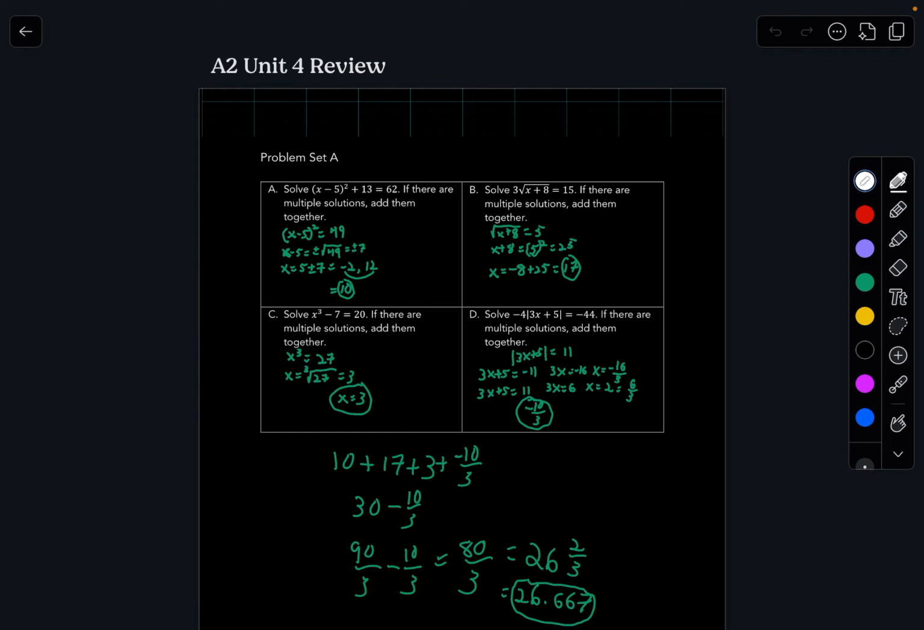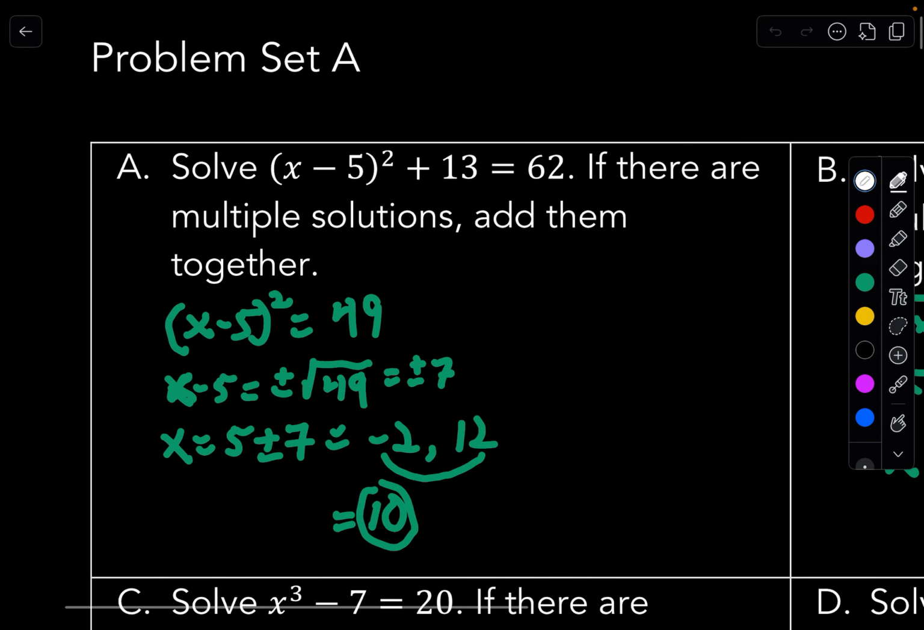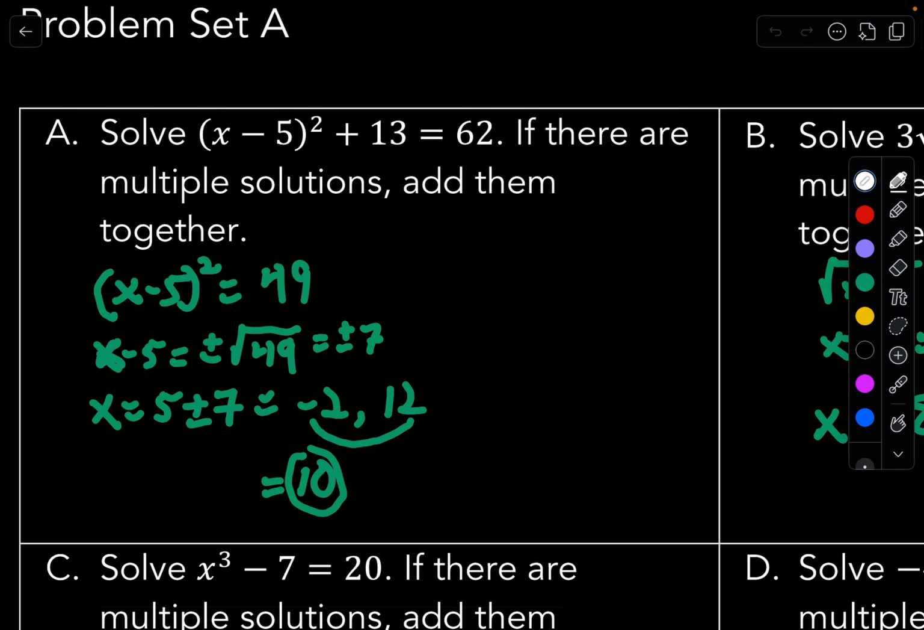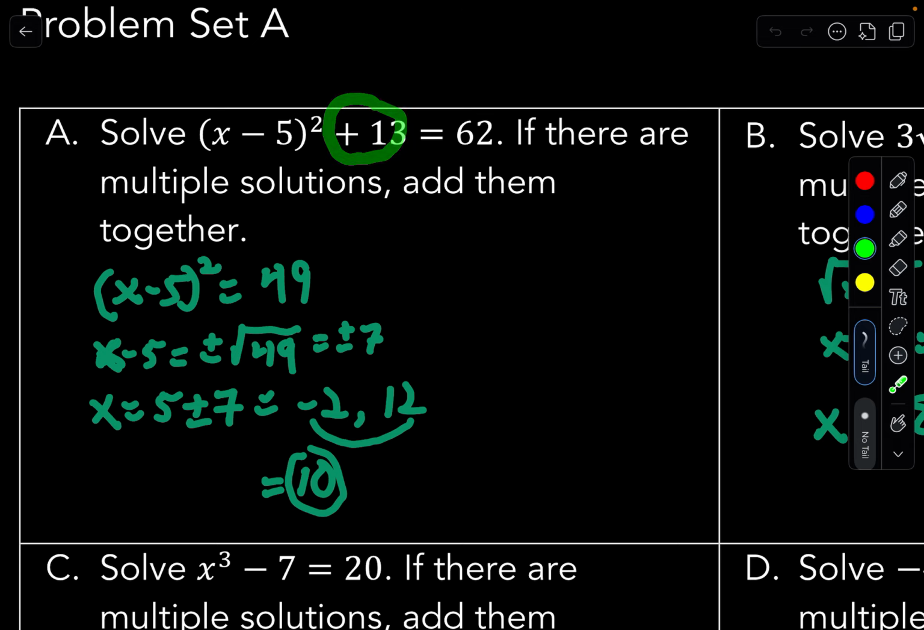4 problems to solve. For example, problem set A, the first upper right question was: solve this equation. If there are multiple solutions, add them together. So how do you solve this? Well, you have to denude. This is from Unit 4. You have to get this thing squared by itself, so we have to denude it, which means we subtract 13 from both sides, which gives us this.